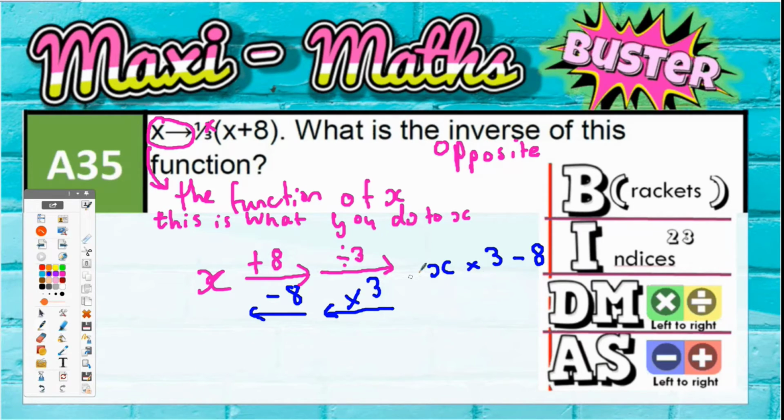If you could simplify that by tidying this bit up here, x times 3 could also be written as 3x, and then you subtract 8, will just go on the end. So final answer is there. The inverse of x add 8 times by a third is 3x minus 8.